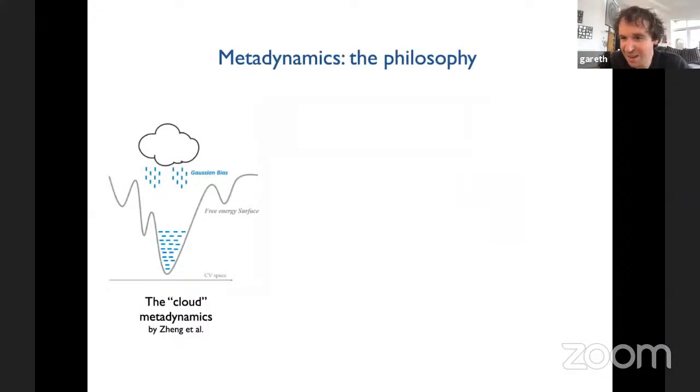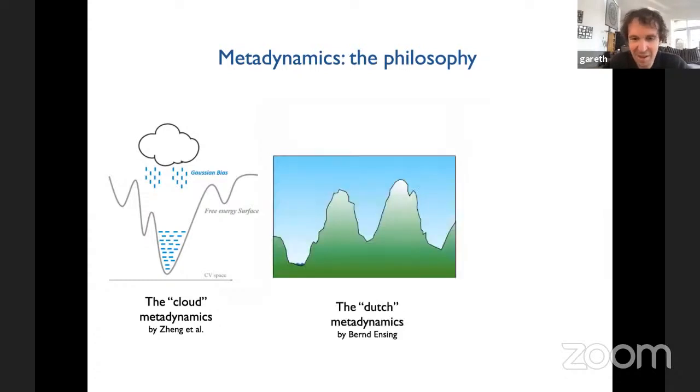So you can also make nice visualizations of how metadynamics works. There's a small cottage industry of visualizations for how metadynamics works. So Zheng et al. use a cloud to explain how metadynamics works. Bernd Ensing uses this beautiful movie of a little man in a boat to explain how metadynamics operates. You can see it rains and the valleys fill up with water, and then he can go and flow into different parts of the energy landscape in his little boat and thus explore all of phase space.